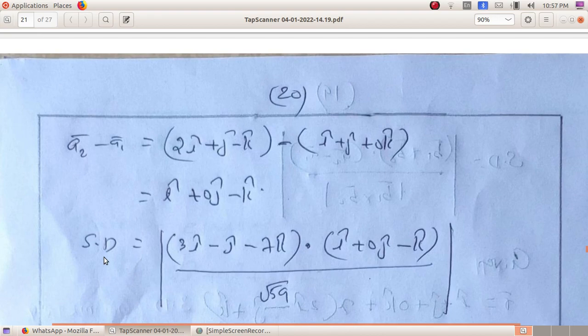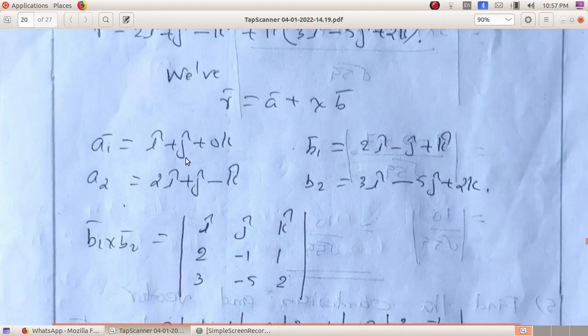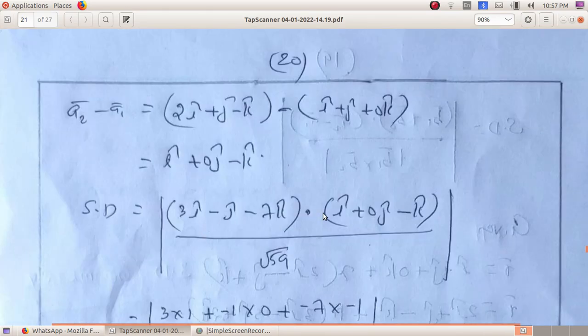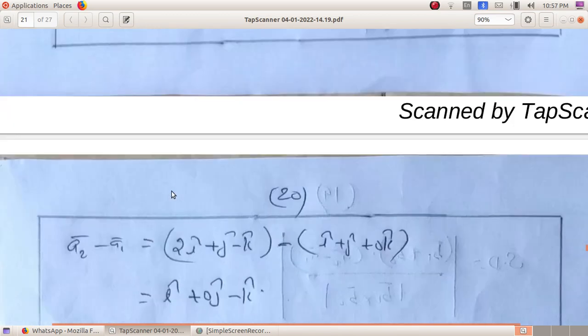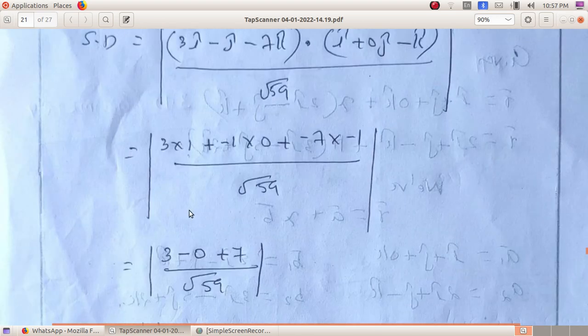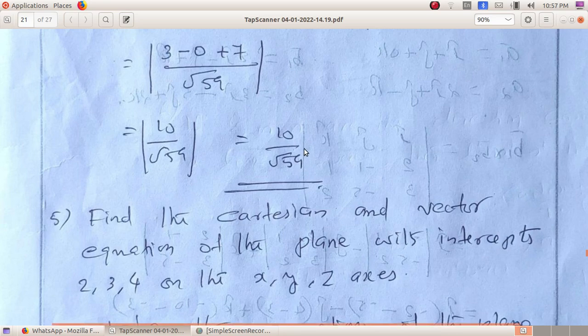So anyway, shortest distance is equal to what? b1 cross b2. What is b1 cross b2? This one, 3i minus j minus 7k, dot a2 minus a1, which is this one, divided by modulus of b1 cross b2, which is this one. Okay. Then how do you find the dot product? 3 into 1 plus minus 1 into 0 plus minus 7 into minus 1, divided by root of 59. That is 3 plus 0 plus 7, which is 10 by root of 59. That is the answer.